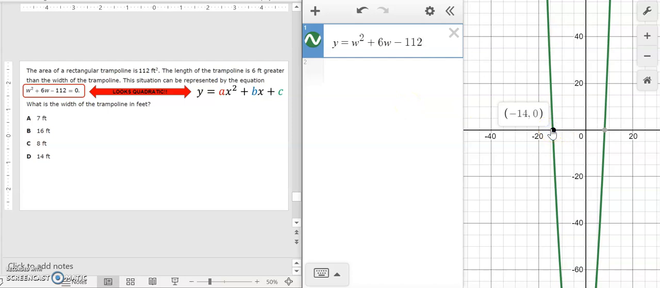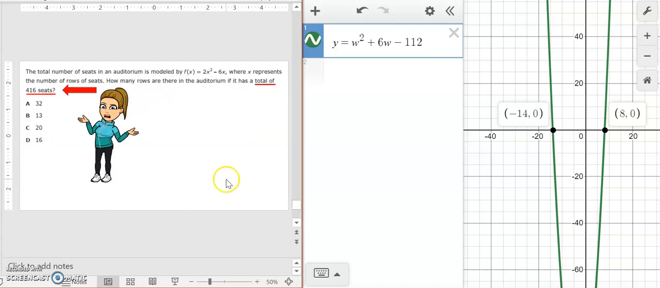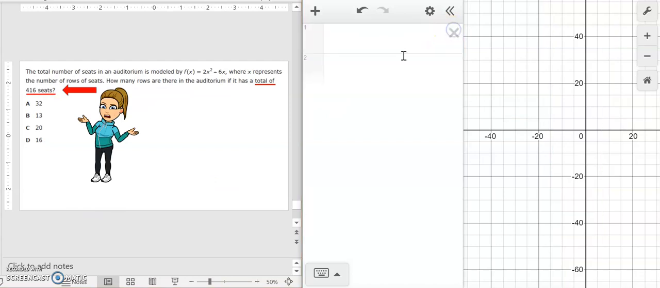It wants to know the width of this. So I'm looking, I have negative 14. That doesn't make sense with this question. I don't have a negative width, like this isn't being sucked into a black hole or something. But I have this one over here, 8, that makes sense. So my width would have to be 8 feet, so it would be C. So when you're not sure what to do, graph it and then think about what this means. What do I do with this? What makes sense?